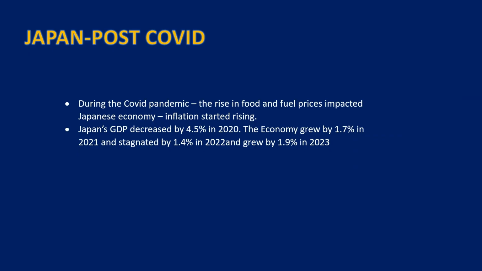Come the COVID period. During the COVID pandemic, the rise in food and fuel prices impacted the Japanese economy. Inflation started rising. It had a very severe impact on Japan's GDP. In 2020, Japan's GDP decreased by 4.5%. However, it was able to grow in 2021 by 1.7%, but again stagnated by 1.4% in 2022, and it grew by 1.9% in 2023.